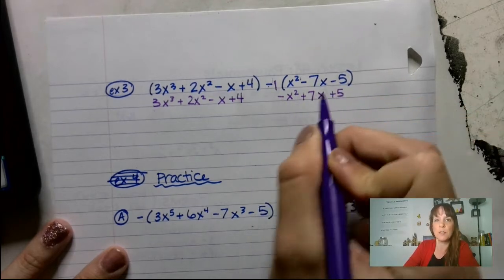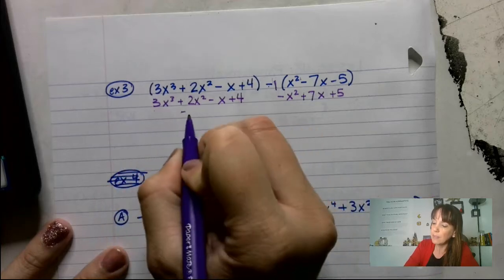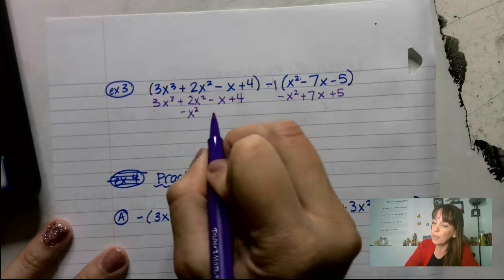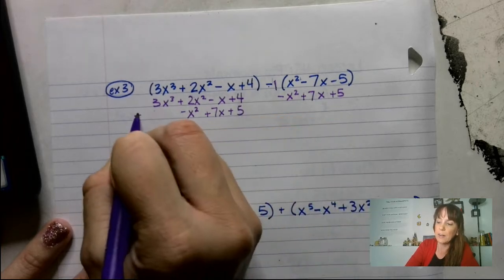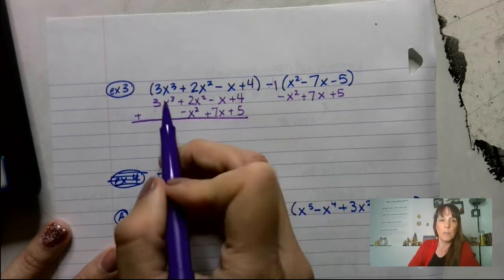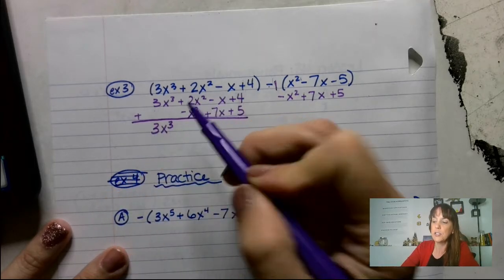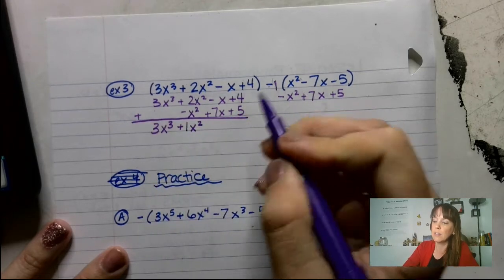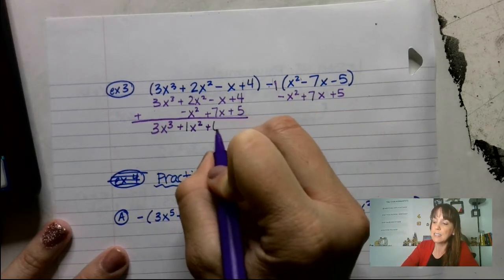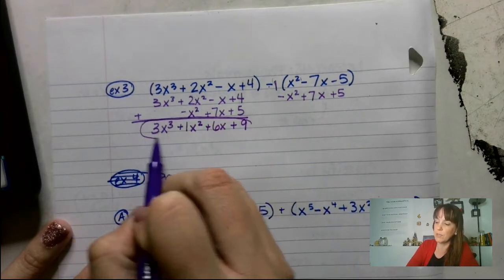So I'm going to take all that and put it down underneath here. So negative x squared plus 7x plus 5, and we're going to add all those together. Well, my first one is just going to be brought down, 3x to the third, and 2 minus 1 is 1, so we're going to do plus 1x squared plus 6x plus 9. There we go. There's our answer right there.